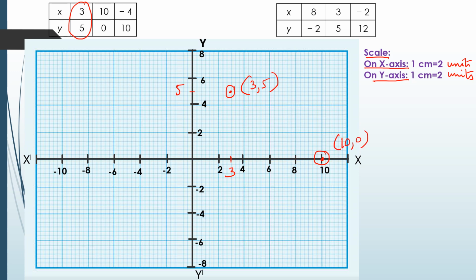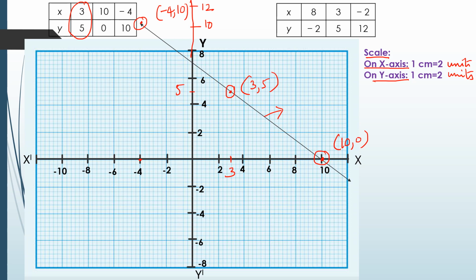And next we have minus 4, 10. So minus 4, 10 lies in the second quadrant. Minus 4 on the x-axis and 10 on the y-axis. So minus 4, 10 lies in the second quadrant. So mark the point and write the coordinates, which is minus 4, 10. Now these 3 points should be joined first. When we join these 3 points, we get a line. This is the line for the first equation.